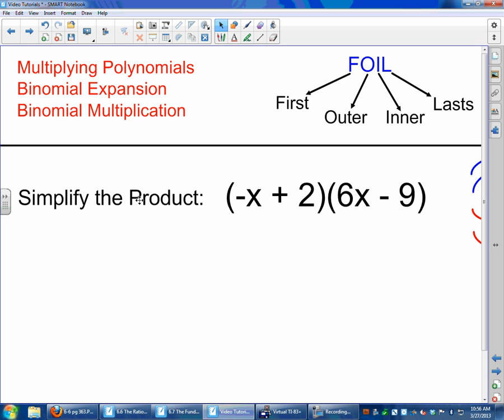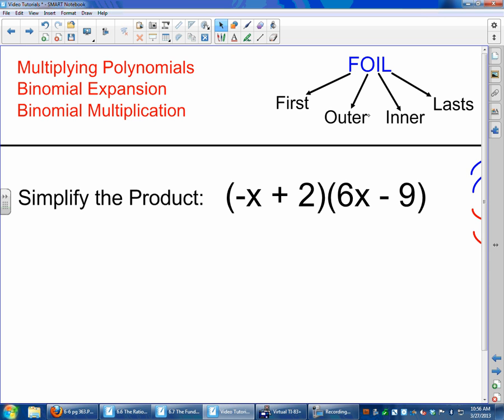If we wanted to simplify the product, again, product means multiplying. These are each binomials, 2 terms, 2 terms. And again, whenever we see that, a binomial times a binomial, we can think of this little acronym FOIL. So we got to multiply 4 times here.